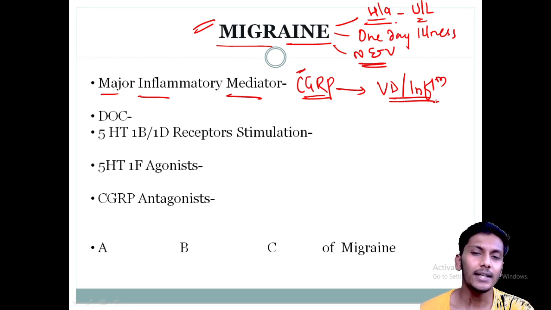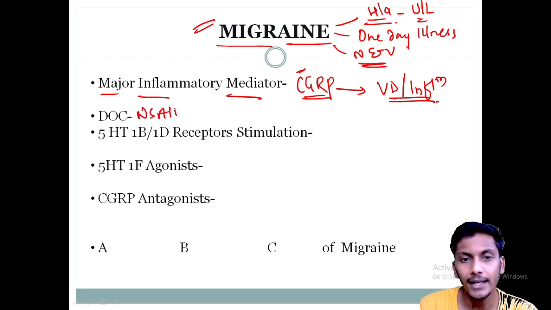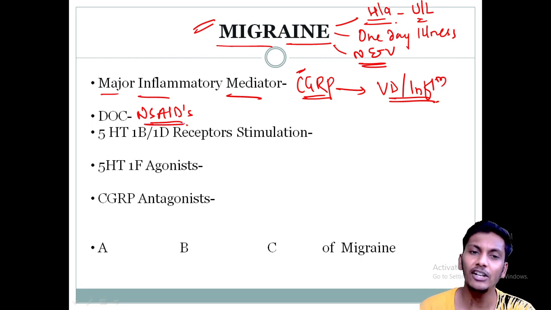So now, what is the drug of choice in cases of migraine? As I always told you, in cases of acute episodes, the main aim of treatment is to relieve the pain. Pain relief or analgesia is our main concern. So the drug of choice in acute episodes of migraine, or in migraine overall if asked, the answer should be NSAIDs. Please remember, non-steroidal anti-inflammatory drugs are again the drug of choice in cases of acute migraine, right?